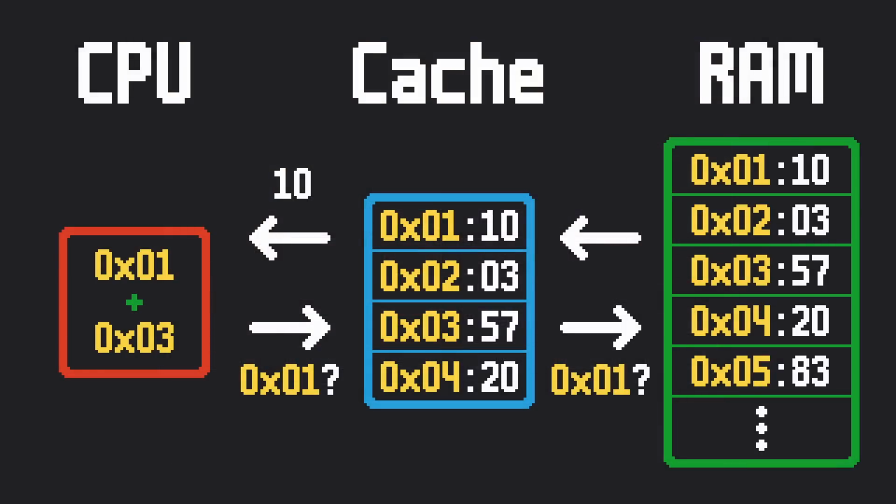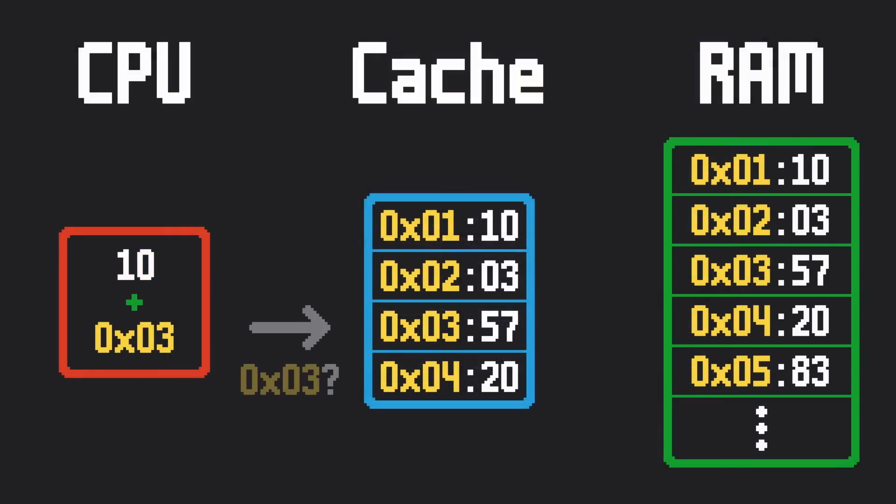We then have the data, a value of 10, so it's sent back to the CPU, which is then put into a CPU register. We now need the next value at address 3, so we request that from the cache. However, since we pulled an entire cache line, the value is actually in the cache already. This is called a cache hit, so we can quickly return this value and store it into our register. Then we can actually run the calculation.